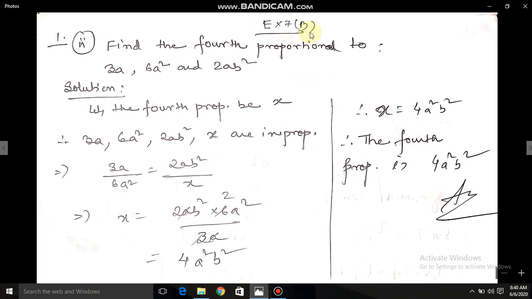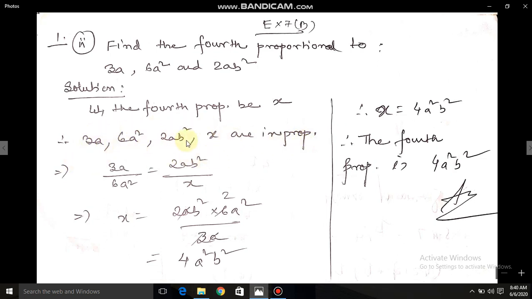Now exercise 7b number 1. The question says find the fourth proportional to 3a, 6a square and 2ab square. Fourth proportional means the last number. Okay, so let the fourth proportional be x. So 3a, 6a square, 2ab square, comma x are in proportion. So these four numbers are in proportion.